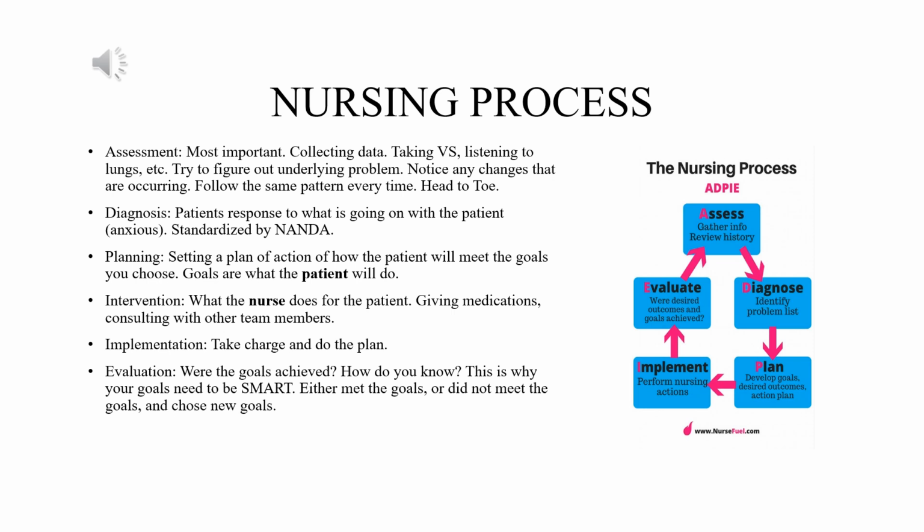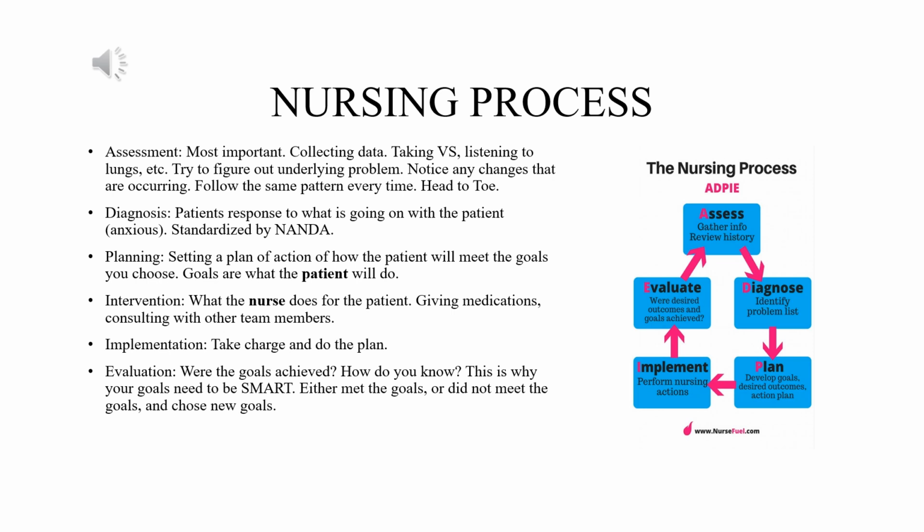The goals need to be specific and measurable and time limited. So the patient will walk 10 feet today by 3 p.m. without experiencing shortness of breath as evidenced by pulse oximetry reading stays above 90%. Okay, so the plan, you're setting goals for the patient.